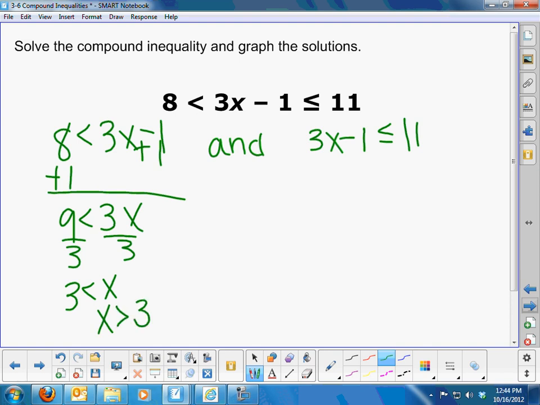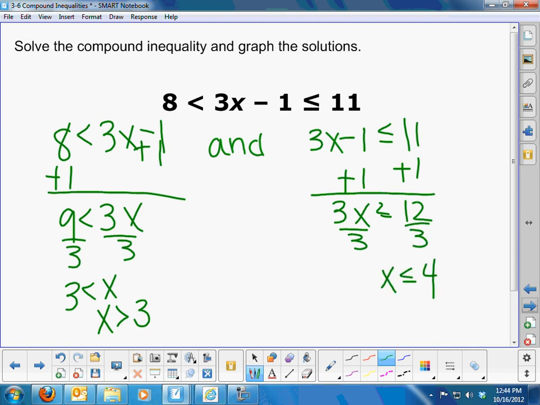Now, I have to solve the other simple inequality. I get 3x is less than or equal to 12. Divide each side by 3 to get x is less than or equal to 4. So I know that my solution is x greater than 3 and x is less than or equal to 4.